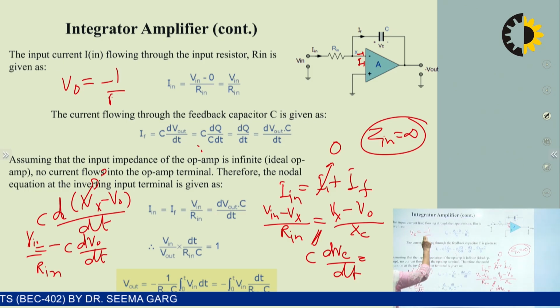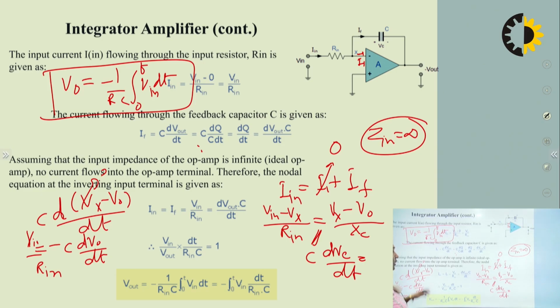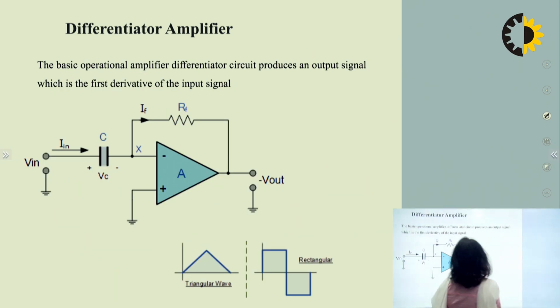Solving this equation, we get V naught is equal to minus 1 upon RC times the integration from 0 to t, for one cycle, of V input dt. So this is how we get the output voltage, that is minus 1 by RC, which is a constant value, multiplied by the integration of the input signal. This is how we get the output voltage of an integrator circuit.